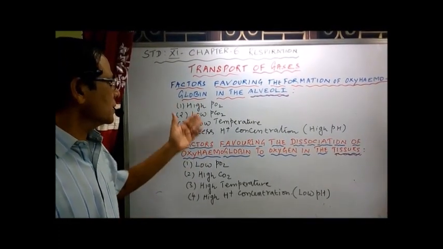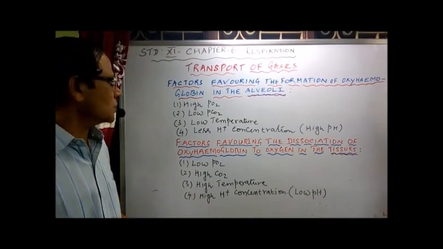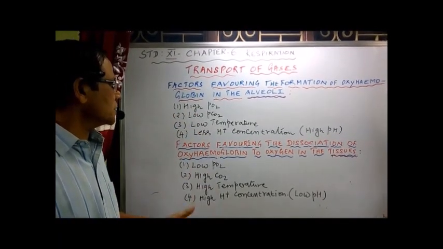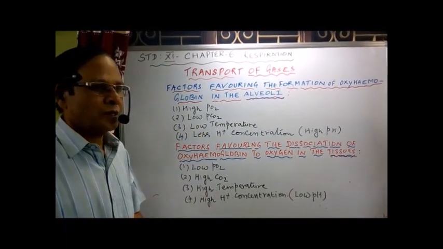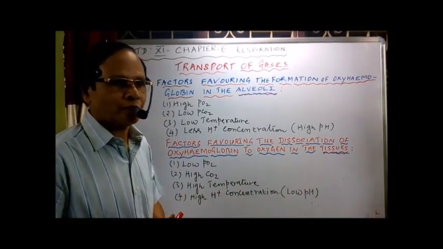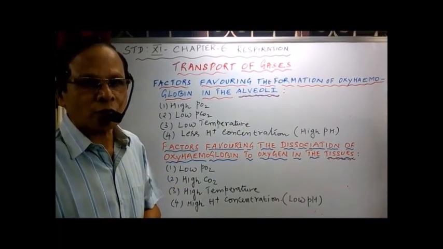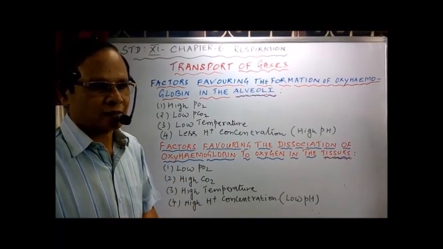So 4 factors: high partial pressure of oxygen. The remaining 3 factors are less: low PCO2, low temperature and less hydrogen ion concentration. These factors normally favor the formation of oxyhemoglobin. Now in the tissues, what is happening? The dissociation of oxyhemoglobin to oxygen occurs.